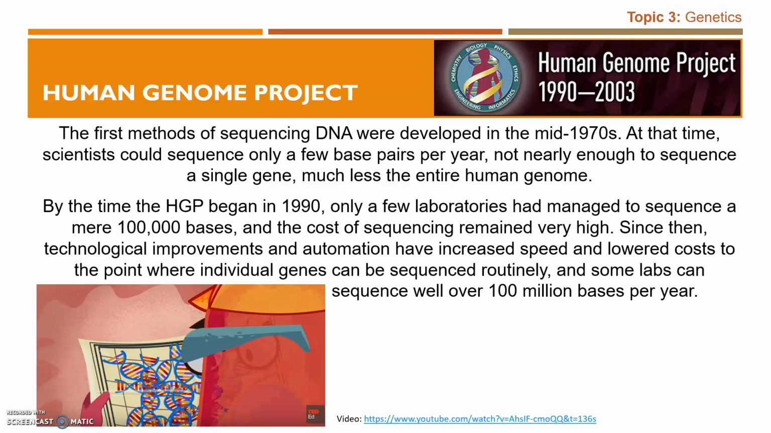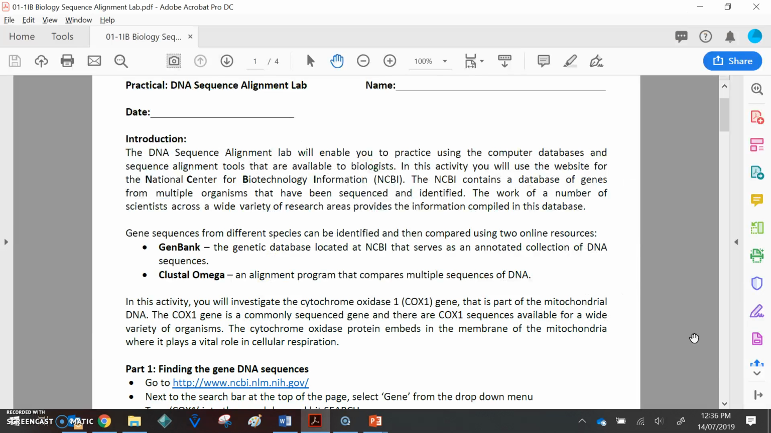With the improvement in that technology, we're now able to sequence the genomes of thousands of other organisms. And with that information comes our ability to compare genes across different organisms. For instance, we can have a look at how a human gene compares to the equivalent gene of a chimpanzee. So today's activity is a DNA sequence alignment lab, and it's exactly what we're going to be doing.